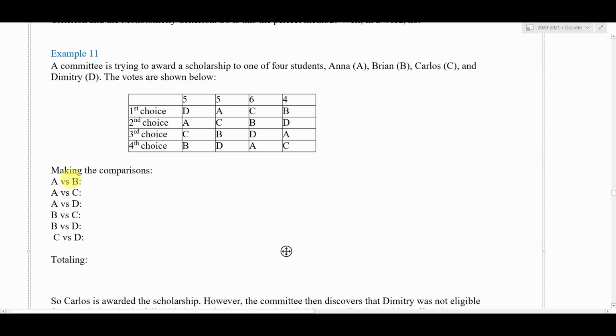Okay, so for the first one, we're doing A versus B. If I'm looking at A versus B in this first column, A is higher, so A is going to get these 5 votes. A is also higher in the second column, so they'll get another 5 votes. And then A loses in the third and fourth column. So A is going to get 10 votes, and since there's a total of 20, we know that B will get the other 10 votes. So it's a 10 to 10 tie, which means A and B each get half a point. Then I would move on to the next matchup and do the same thing.